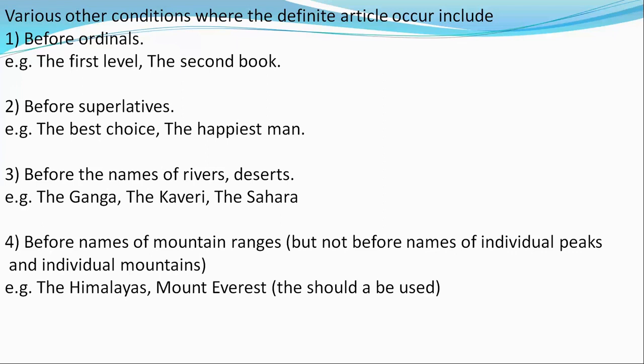So you can put the before these mountain names, but Mount Everest, the single mountains, the individual peaks or individual mountains will appear with the title of mount. So you should not use any article like the, a, or an before mentioning these individual peaks like Mount Everest, Mount Kilimanjaro, Mount K2, like this. You should not use any article before these individual mountains.